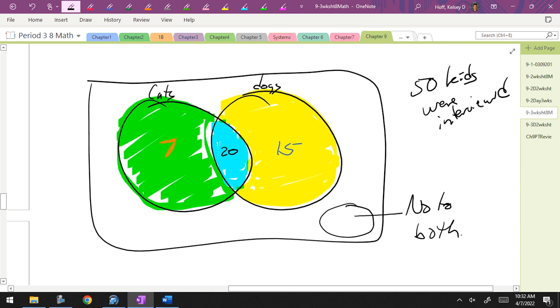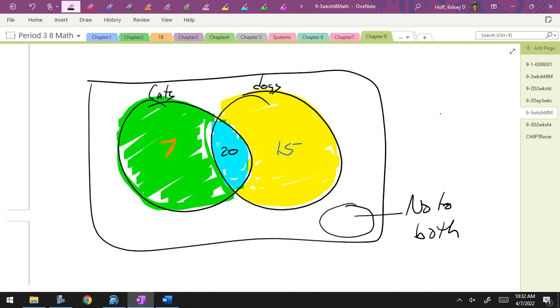Okay? I just wanted to make sure you knew how to read a Venn diagram, which clearly you guys do know what you're doing. Again, as I said, chapter 9 is a lot of reading the entire problem to make sure you answer the whole thing. All right, I'll grab you your worksheet here.